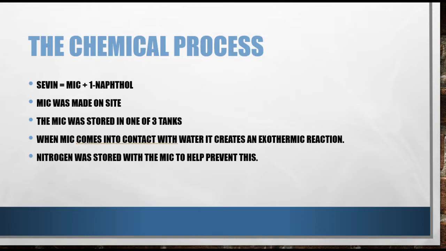The chemical process used to make Sevin used MIC and 1-naphthol. The MIC was first imported to the site, but the plant was fitted so MIC could be made on site. MIC was stored in one of 3 tanks. When MIC comes into contact with water, it causes an exothermic reaction, so water was kept away from MIC. One of the ways they did this is in the tanks, nitrogen was also stored with it to prevent moisture getting to the MIC.